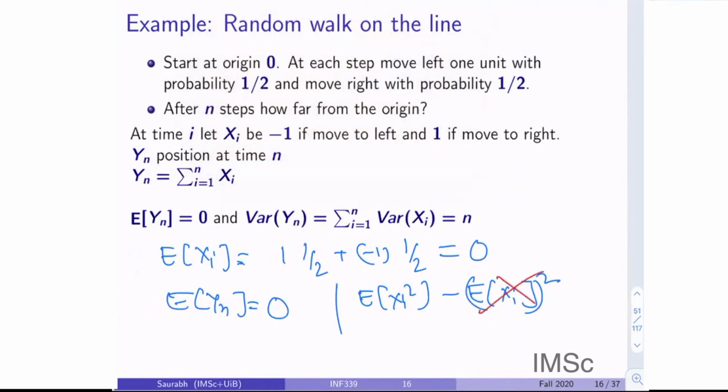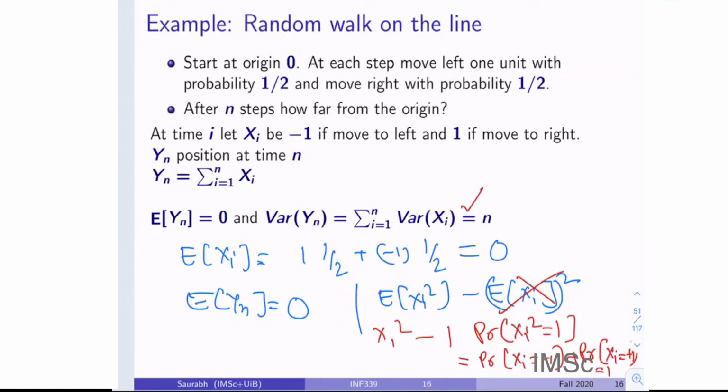But what is the expectation of xi square? Now notice here that xi square takes only one value, 1. Right? -1 whole square is 1, +1 whole square is 1. And what is the probability that xi square is equal to 1? It is the probability that xi equals -1 plus the probability that xi equals +1, which is equal to 1. Right? So what is the variance of xi? Well, this is why we get the variance of yn equal to n. Now, if I ask you, okay, what is the probability that the position is too far away from the origin?